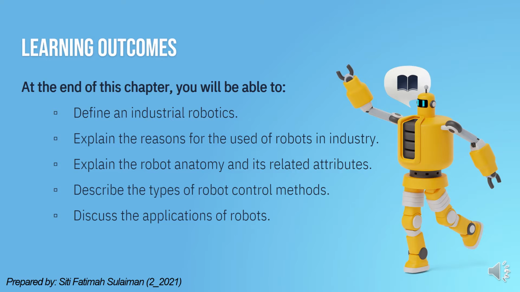These are the learning outcomes of this industrial robotics chapter. Once you finish this chapter, make sure you can define industrial robotics, explain the reasons for the use of robots in industry, explain the robot anatomy and its related attributes, describe the types of robot control method, and discuss the applications of robots. For your information, at the diploma level, we will cover theories on industrial robots only.